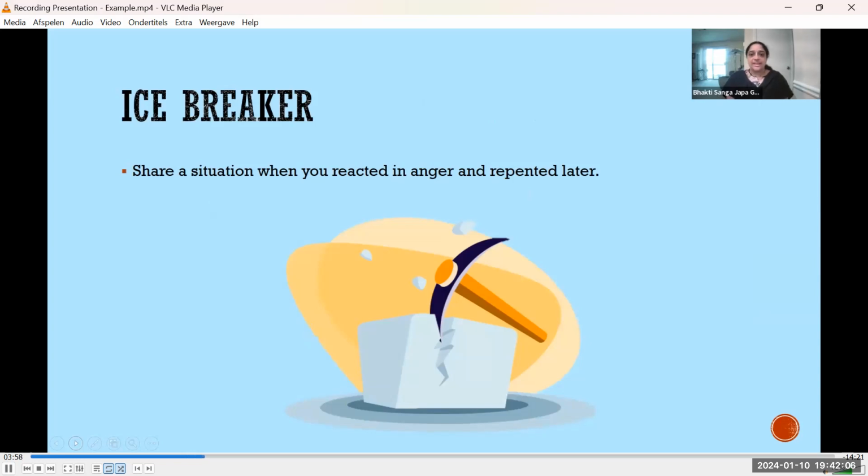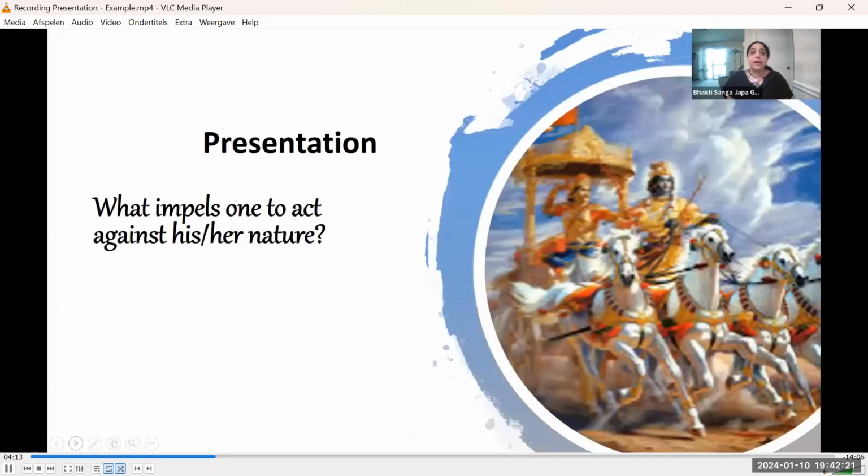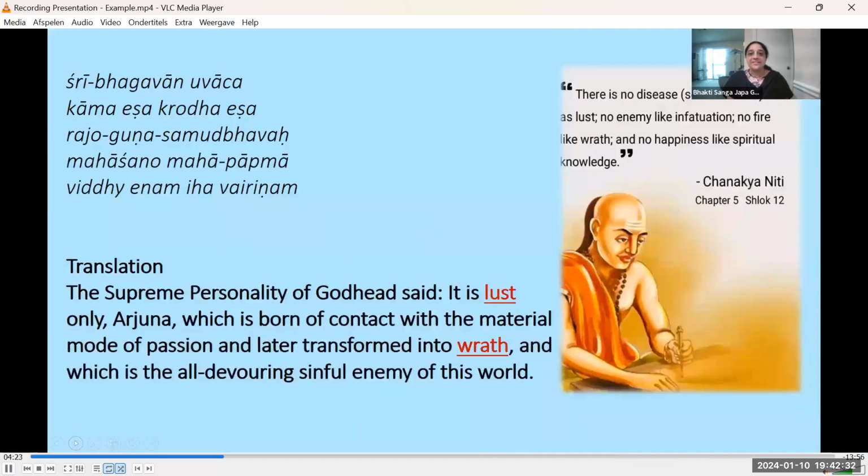So we see that sometimes we spontaneously react without thinking much. We are impelled to behave in a particular manner as if by force. It happens with every one of us. So Arjuna also had the same question. He asked Krishna, "Oh Krishna, what impels one to act against his or her nature?" For that, Krishna answered Arjuna with this very beautiful verse.